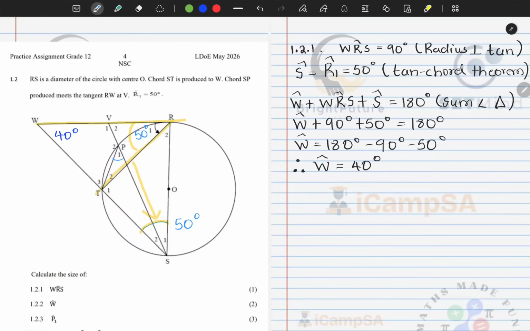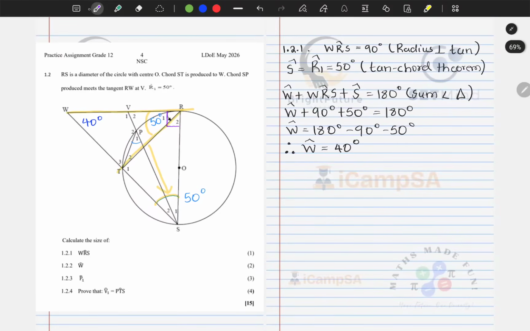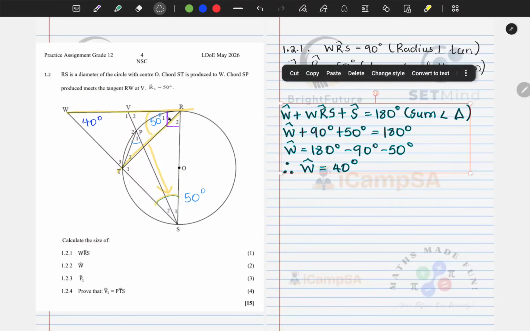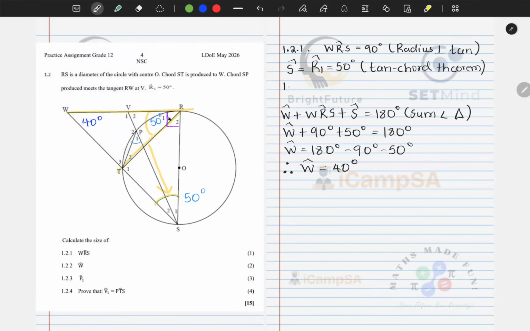That is P1 there. Now the question we need to ask ourselves is, here we're at 90. What other angle is equal to P1? That is the question which we need to ask ourselves. But let me just split these here. This was 1.2.2. Now let's have a look at 1.2.3, where we're looking at P1.